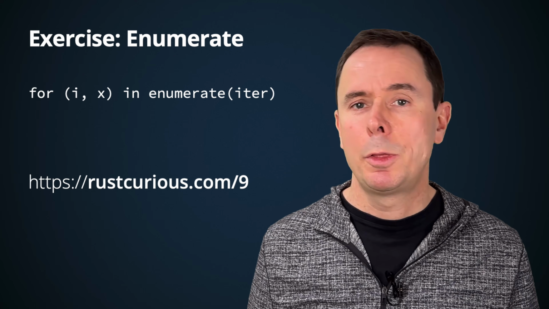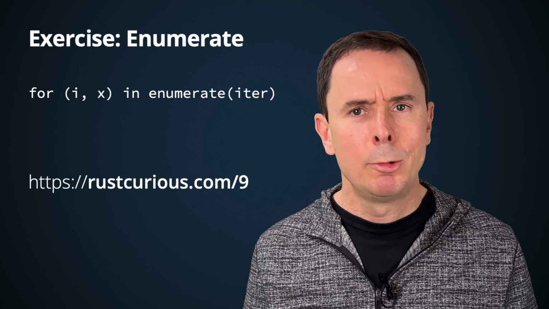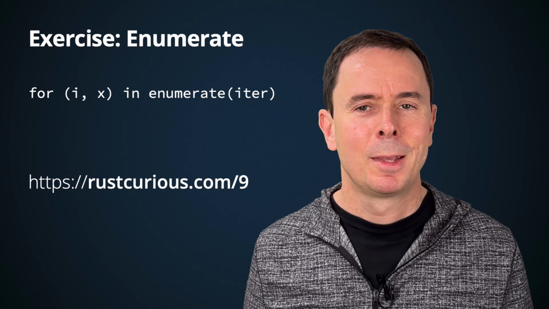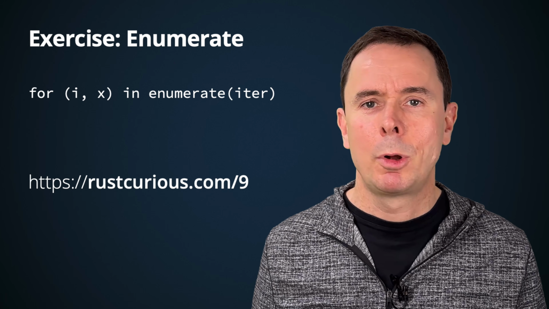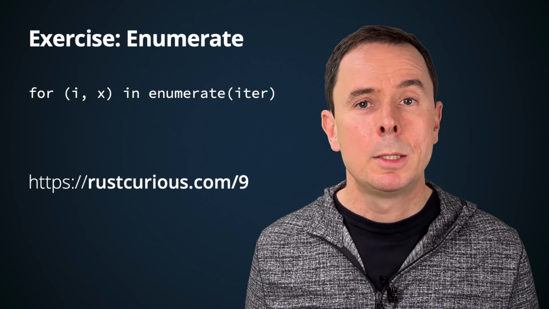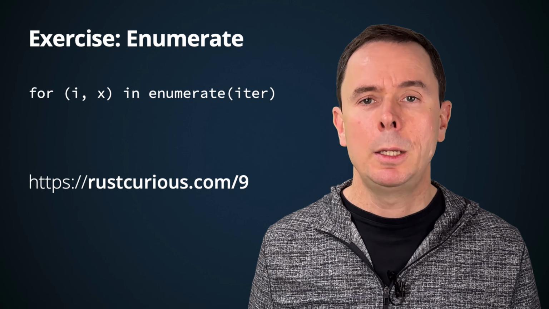Okay, and now for the third and final exercise. You're really getting your money's worth today, aren't you? Again, it's at the same URL, just keep scrolling down to find the playground button. In this exercise, you get to re-implement the Enumerate iterator adapter that we talked about earlier.